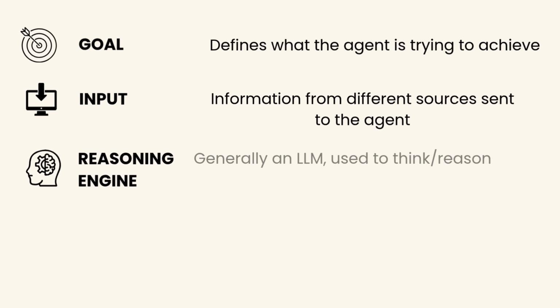The reasoning engine is generally an LLM, which acts as the brain of the AI agent, and it works a lot like your brain works. The agent uses the LLM to think or reason through the steps it needs to take in order to achieve its goal. By default, the LLM uses the knowledge it gained during its training, when it was trained on that massive amount of text data.